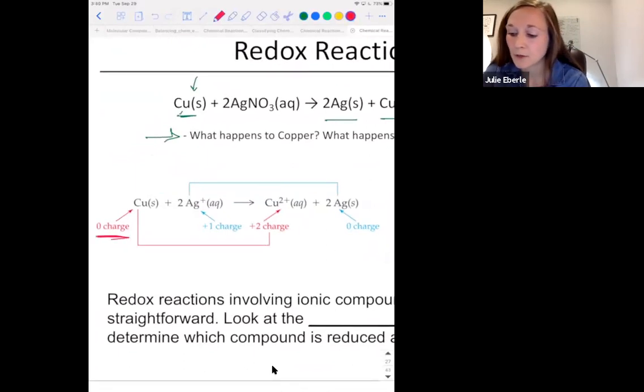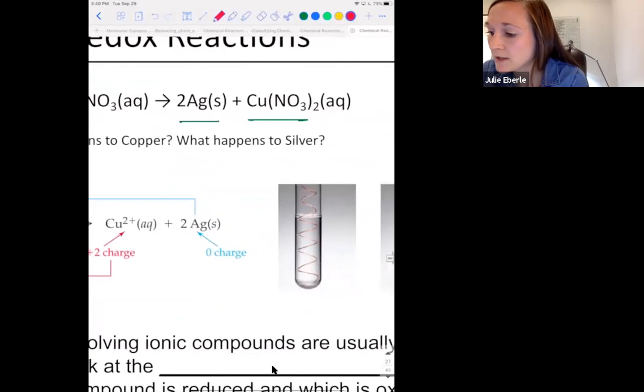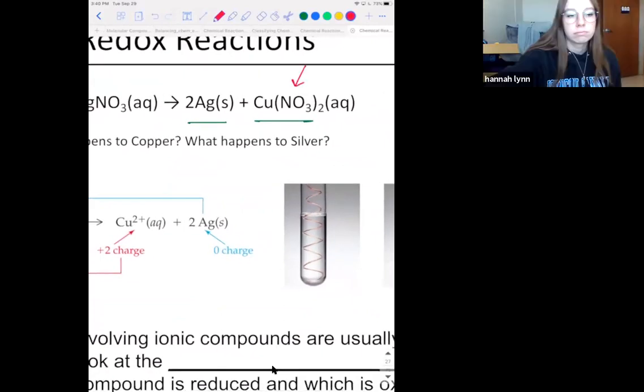Okay, I'm looking right here. On the product side, copper's over here. Copper is now a cation. How do I know that? It's in a compound.